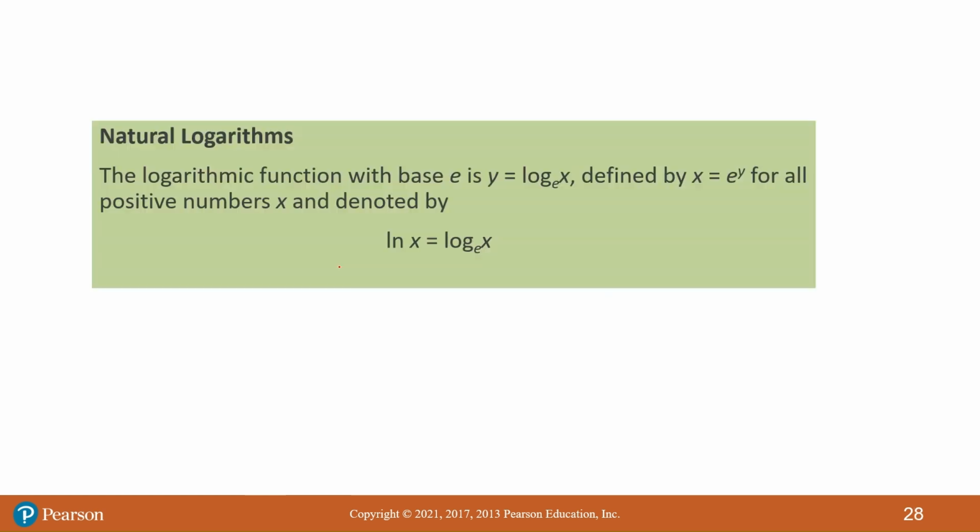Something you might also see is natural log functions. Now the logarithmic function with base e is y equals log base e of x, defined by x equals e raised to the y for all positive numbers x, and denoted by the natural log of x equals the log base e of x. Now keep in mind that ln is indeed an L, a lowercase l, and an n.